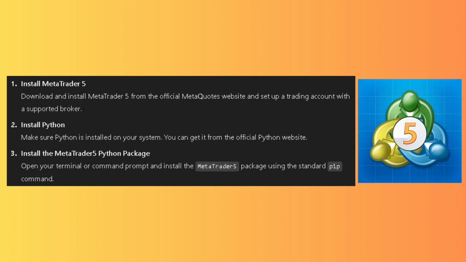Install Python. Make sure Python is installed on your system. You can get it at the official Python website. Install MetaTrader 5 Python package. Open your terminal or command prompt, then install the MetaTrader 5 package using the standard pip command.